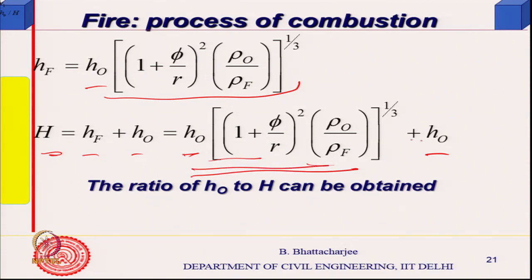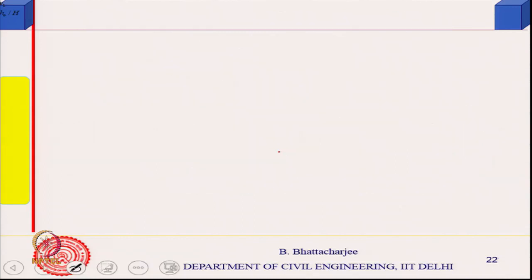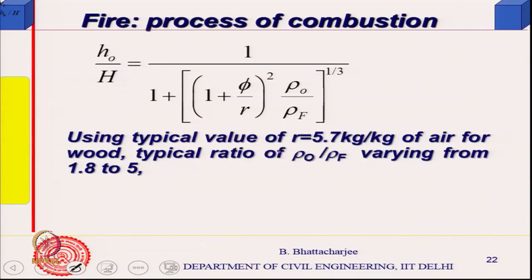So, h is 1 plus this; if I take h 0 common, then I will get 1 here, and this is like this. So, h 0 by h would be 1 over all this term, 1 over 1 plus all these terms, right. So, 1 plus this term.